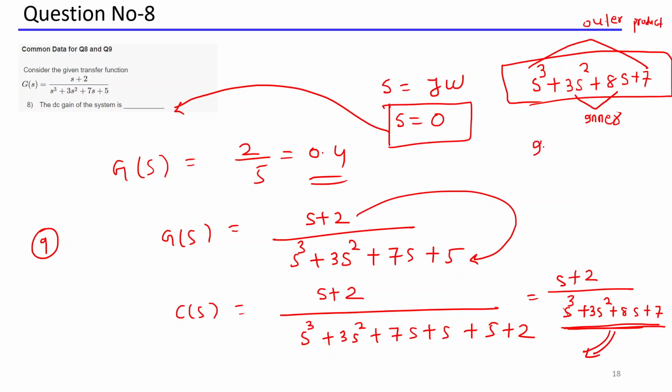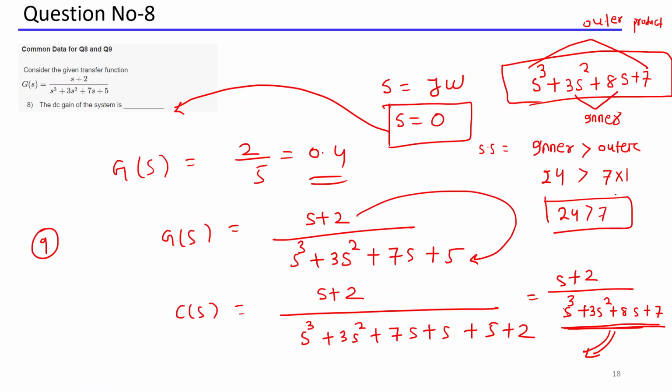Whenever your inner product is greater than your outer product, the system is stable. The inner product coefficient is 8 into 3, which is 24, and it should be greater than the outer product, 7 into 1. So 24 is greater than 7, so the system is stable. If the inner product is greater than the outer product, the system is stable. And if the inner product is less than the outer product, the system is unstable.